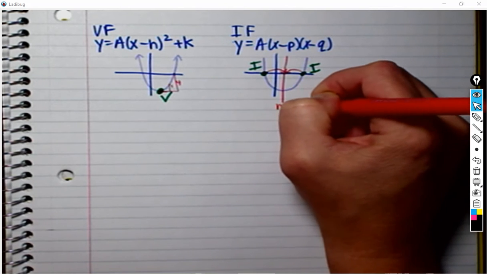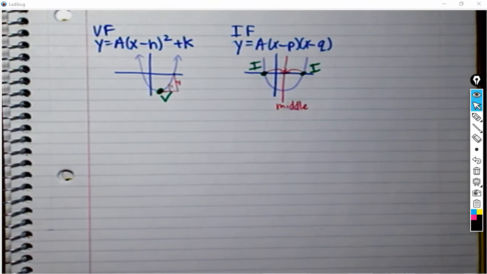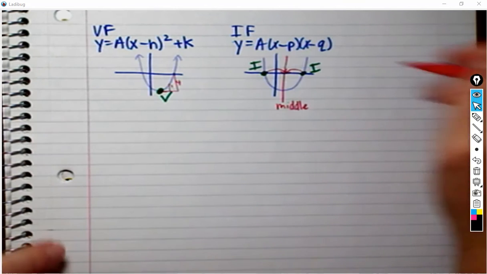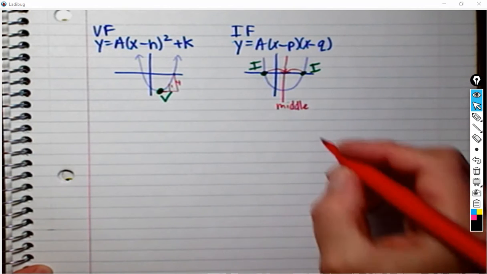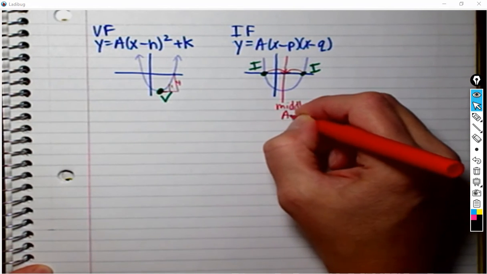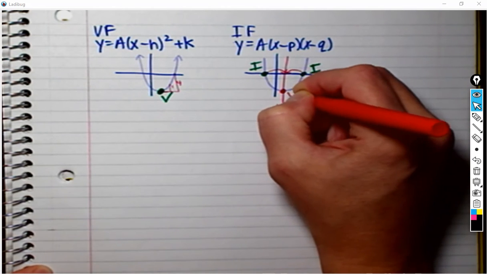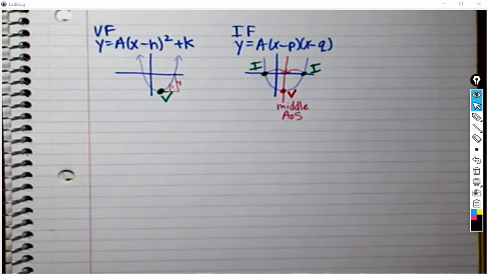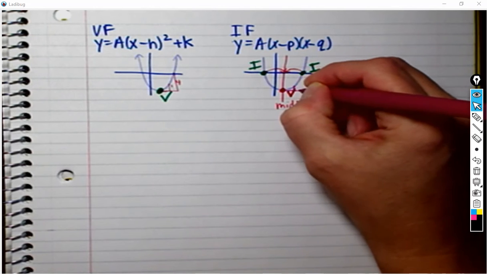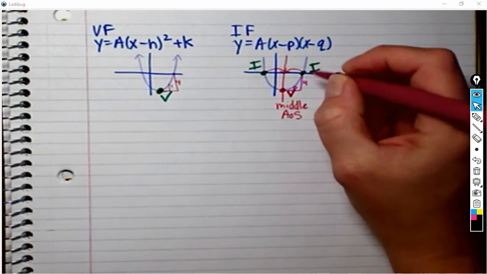I'm not putting formulas on here on purpose. Okay? The formula, it's just a formula. You have to know how to find the middle of two numbers. Okay? So that's your axis of symmetry, which leads you to the vertex. Okay, what do you do after the vertex? You can count more points if you need to.